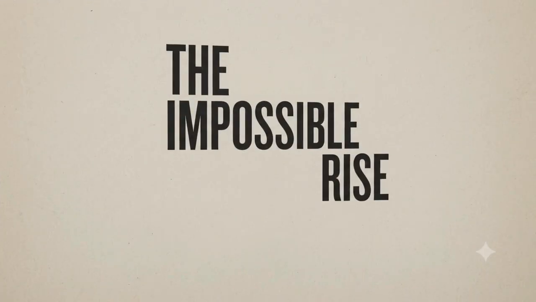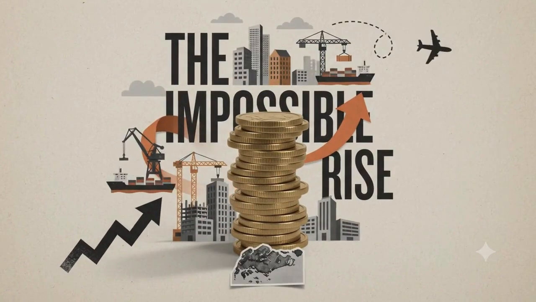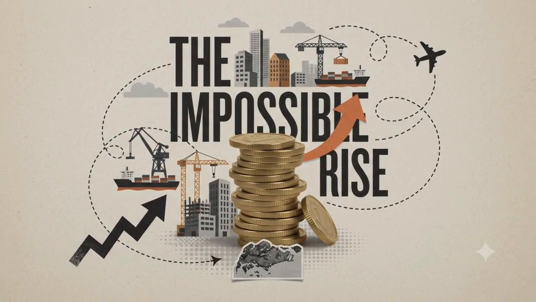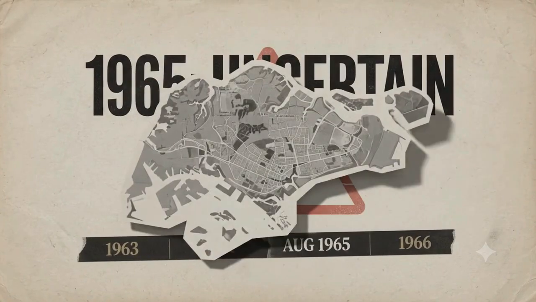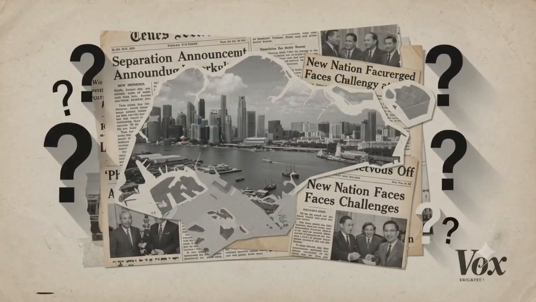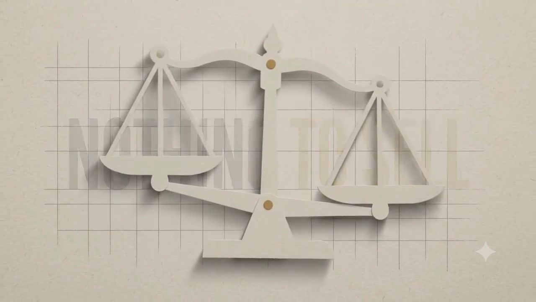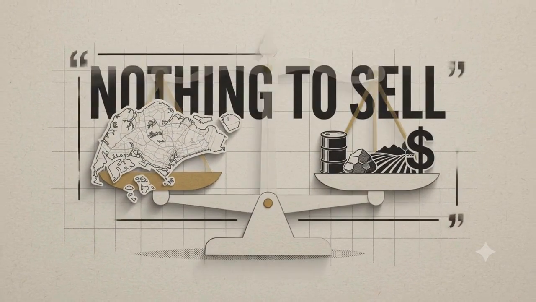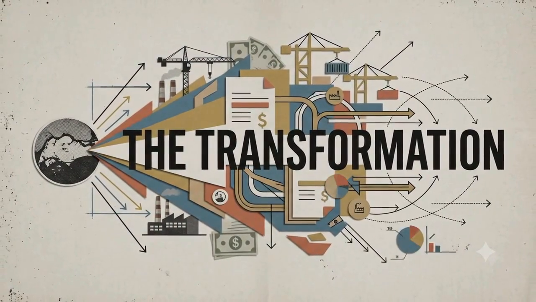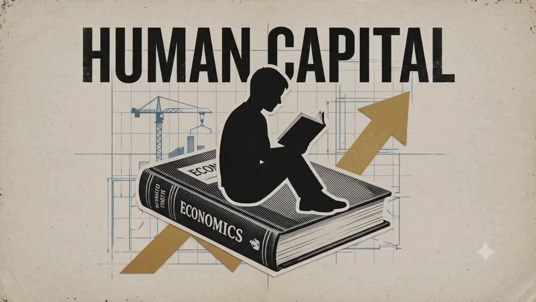How did a tiny island with almost no natural resources become one of the richest countries on Earth? When Singapore became independent in 1965, many doubted it could survive. It had little land, no oil, no large domestic market, and almost no natural resources. Yet within decades, Singapore transformed itself into a global economic powerhouse.